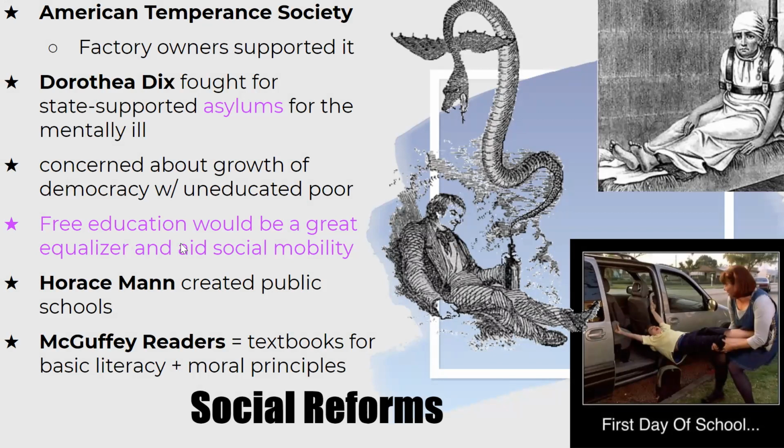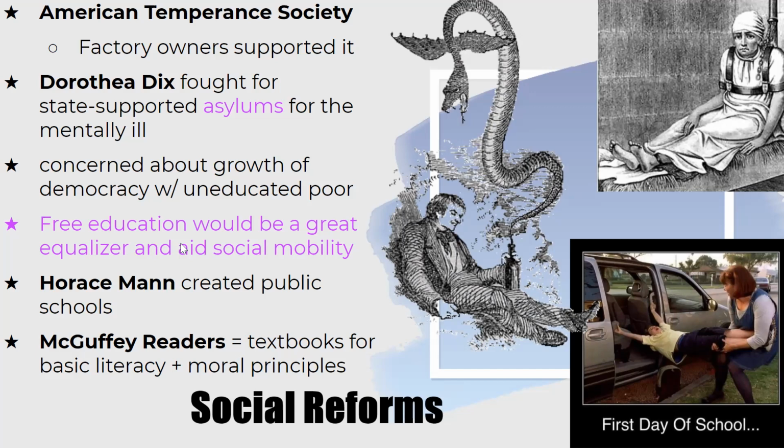Dorothea Dix is famous for creating state-funded asylums for mentally ill people, because prior to that, they were just thrown in prison with everyone else, homeless people, vagrants, debtors, and all this stuff. And so they weren't getting proper medical treatment.